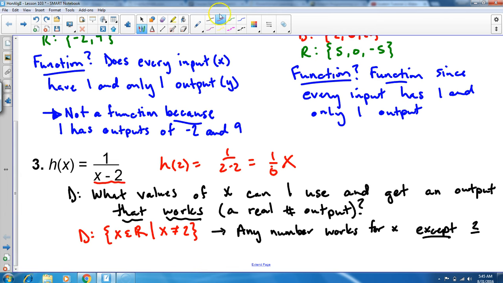The range happens to be all numbers. I'm not particularly concerned. I'm sorry, all real numbers. So we would just say the set of x in the reals. There's not really any condition on that, so we can just write it like this.